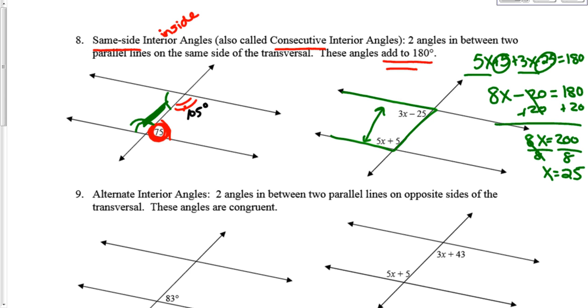Okay, thinking again, well, I need to go back and find the angle measure, so I will have to plug that number back in. So I will start with this top angle right here. So it'll be 3 times 25 minus 25, which when you do the math, you should end up getting 50. So that's 50 degrees. This one down here is 5x plus 5. So I have 5 times 25 plus 5. And then when I do that math, I end up getting 130 degrees. And a quick check, 130 plus 50 is indeed 180, so I'm good to go.